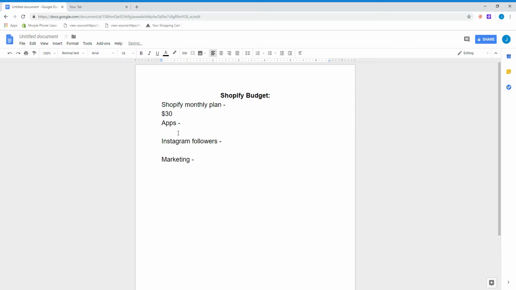Next is actually one that a lot of people don't think about when they first start out. It's apps. You're not going to need too much money for this, but I'm going to give a pretty decent gap so you're not going to run out of money. So I'm going to say for apps again $30.